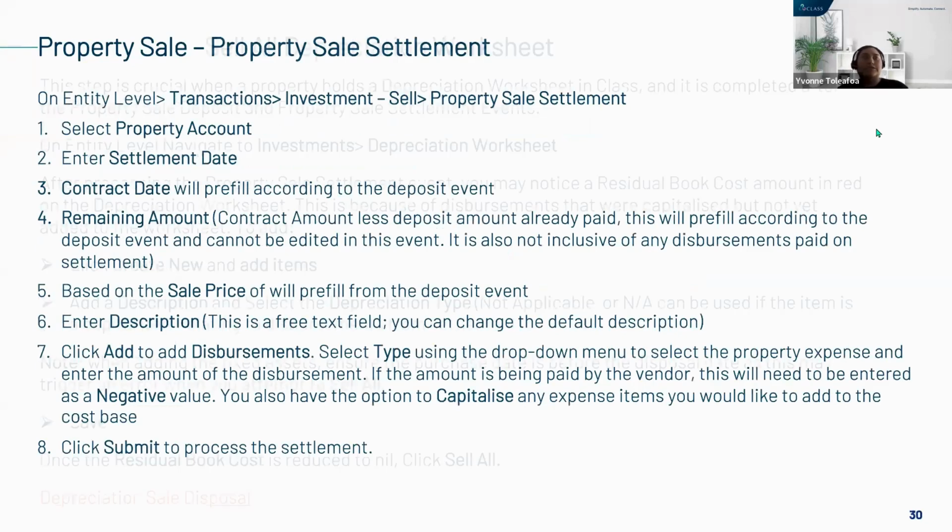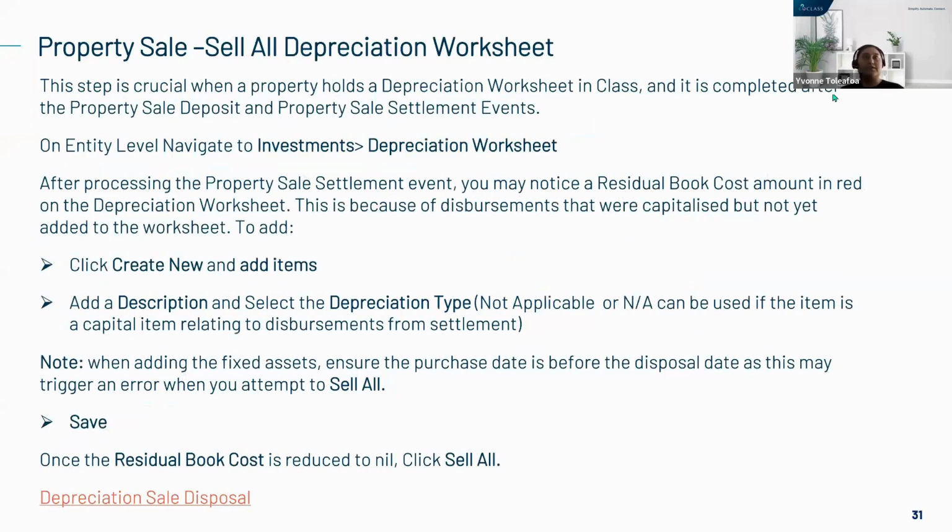Now, if you're using a depreciation worksheet with the property sale, there's just one additional step that you need to complete, and that is to click Sell All on your worksheet. That little Sell All button will appear on your depreciation schedule, and it's triggered after you've completed your sale deposit and your sale settlement events. This is a very important step when you're using the depreciation worksheet because it will allocate the property cost to the proceeds to facilitate your CGT calculation in your realized report. A common question that we get is why the CGT calculation is not being picked up, and this is generally the culprit because this last step hasn't been completed.